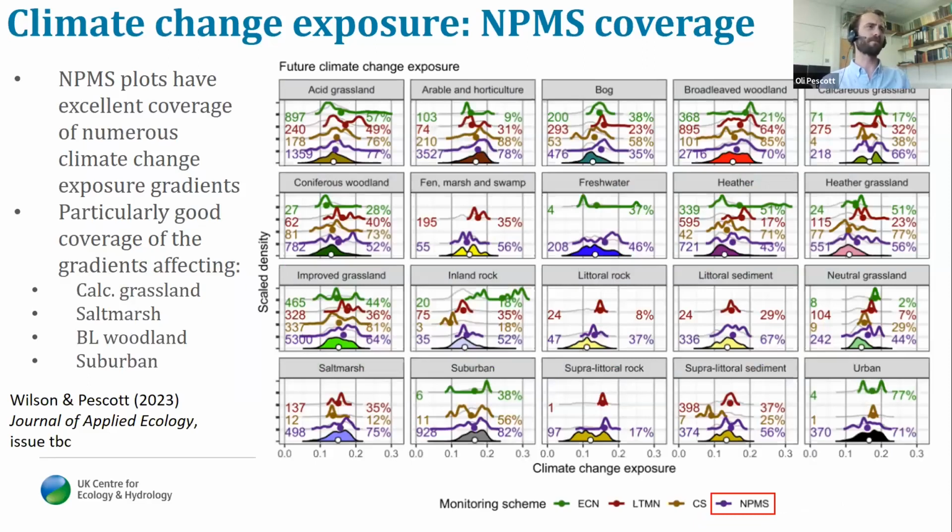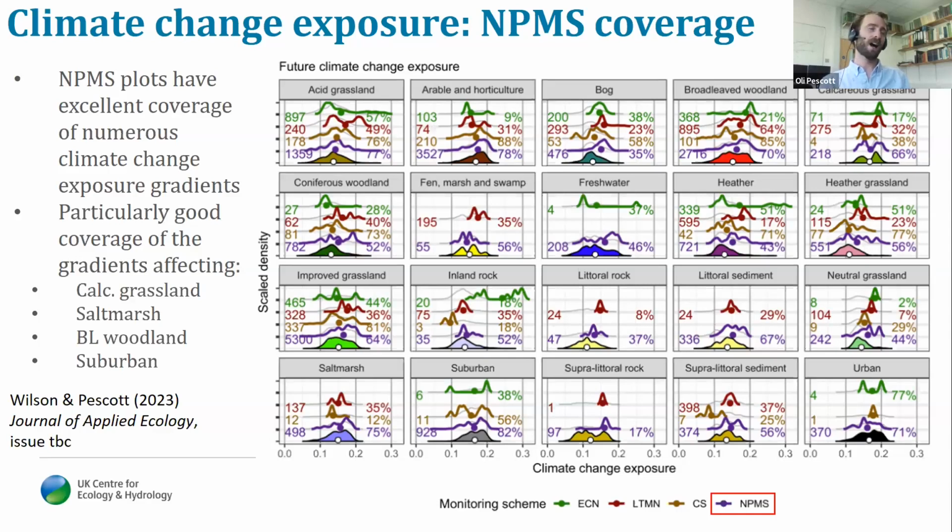So what we did with this information was we looked at a number of different monitoring schemes in the UK, including the NPMS, and took that information on your NPMS plots and intersected them with that land cover map and also with that climate change exposure gradient. And this allowed us to say how well does the NPMS sample those gradients.